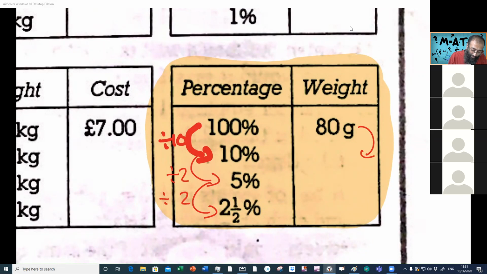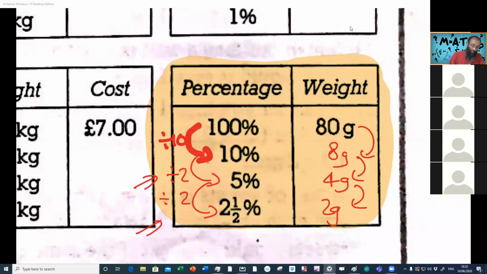Let's have a look what's on this side now. 80 divided by 10 is 8 to give you 10%. And then you have to divide that by 2, that gives you 4 grams. And then you have to divide that by 2, that gives you 2 grams. Don't need to worry about 2.5. The most important thing is these steps here. Them are the most important things which you've got.